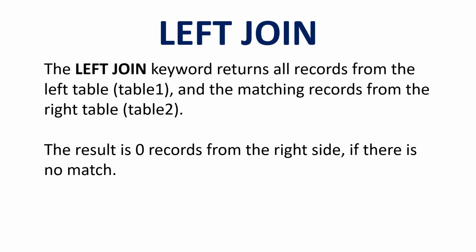The left join keyword returns all records from the left table, table 1, and the matching records from the right table, table 2. The result is 0 records from the right side if there is no match. Let's execute it.